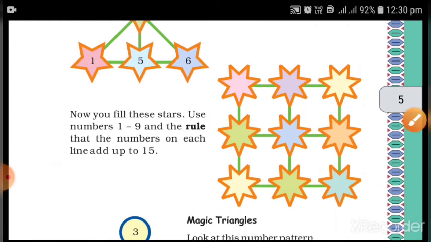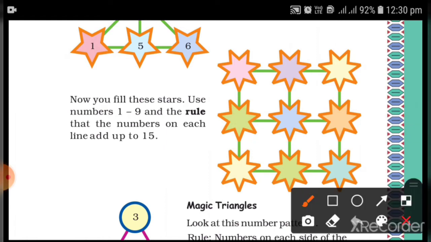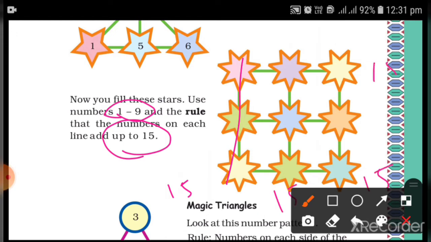Now you have to make like this in these designs. But you have to use numbers from 1 to 9. Between the numbers of 1 to 9, you can write the numbers inside this. You can also use 1 and 9. The rule is the line must be added and answer must be 15. Here also 15, here also 15, here also 15.